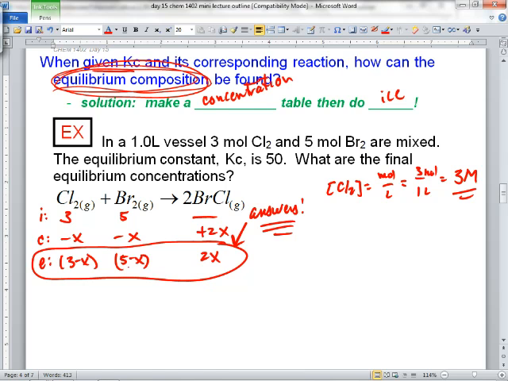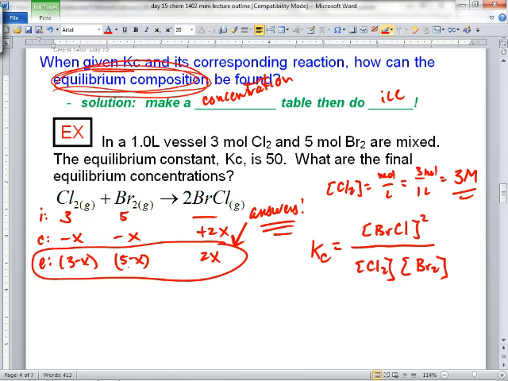What do you call it? The KC expression, right? The KC expression, right? And don't put in the numbers right away, otherwise you're going to forget to square something, right? Okay, so my KC, all right? KC is products all over reactants. And that's going to be BrCl to what power? Squared. It's going to be chlorine to what power? Yeah. And bromine also to the first.